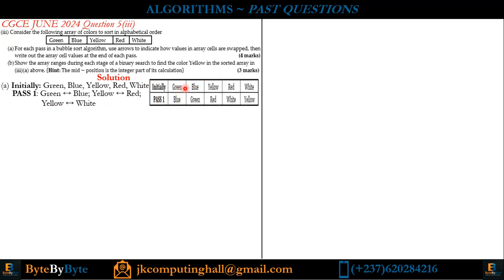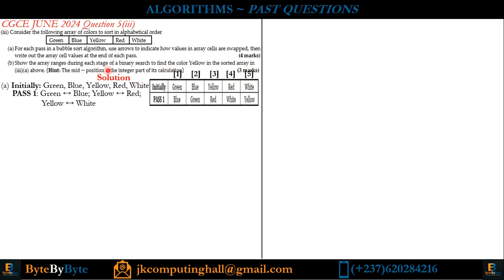So initially, I had green, blue, yellow, red, white. These two were being swapped, as you can see. Yellow and red was swapped, and then yellow and white was also swapped. So you see that this is what we have after pass one, and we see that it is already sorted. So this list is sorted after one pass. So this is what we have: blue, green, red, white, yellow. Sorry.